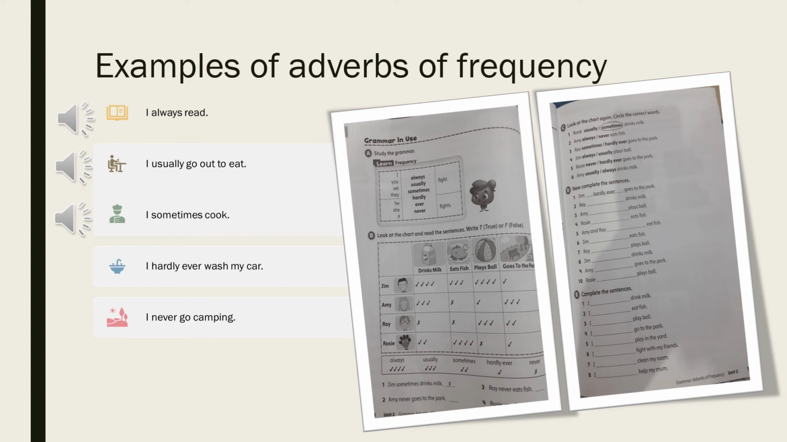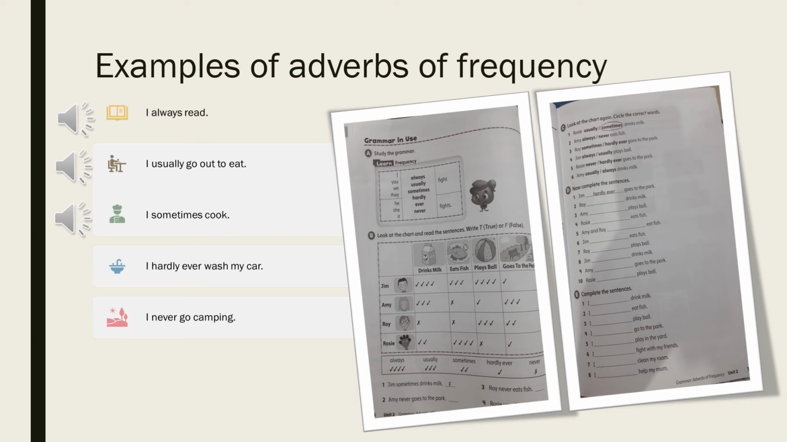Okay, now at the bottom of page number 14, there are 4 sentences given to you and you have to mark true or false. Okay, so number 1 is Jim sometimes drinks milk. So have a look in the Jim column and then see the drinks milk column. Is it true or false? There are 4 checks and it says always, but they wrote here Jim sometimes drinks milk. That means it's false.